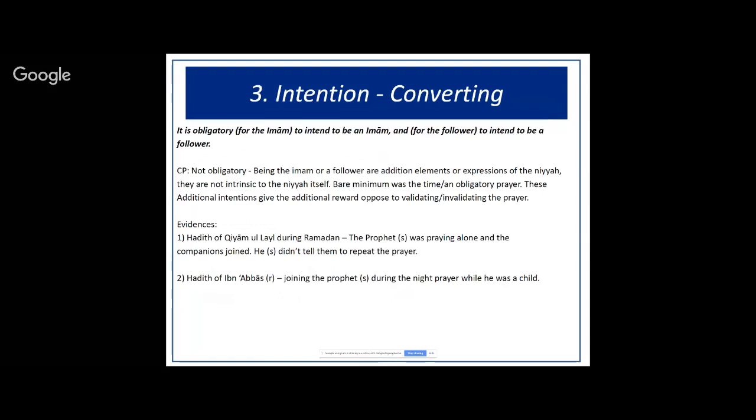And Ibn Abbas narrates, radiallahu anhu, that the Prophet ﷺ took him by his ear and moved him from the left side to the right side, teaching him where you stand when there's just two people praying. Where does the imam stand, where does the follower stand? What's the relevance of this?